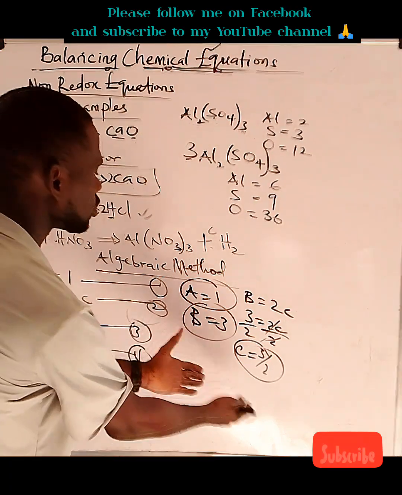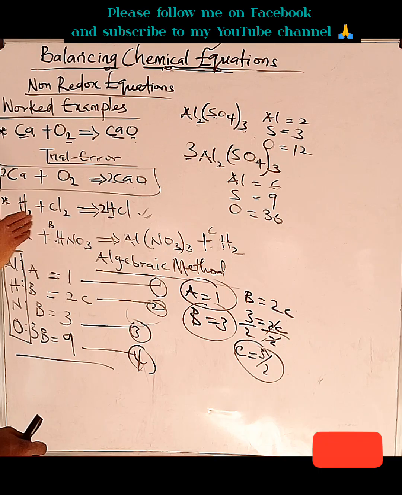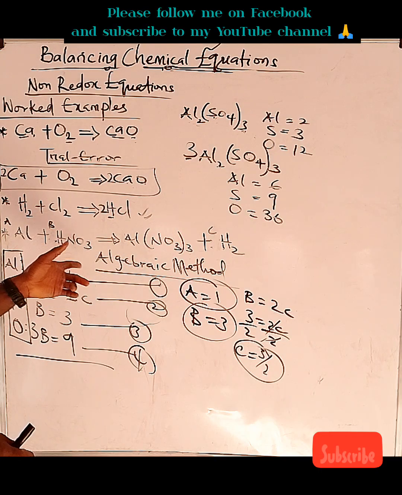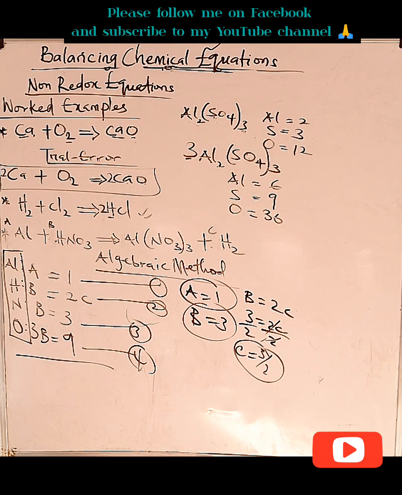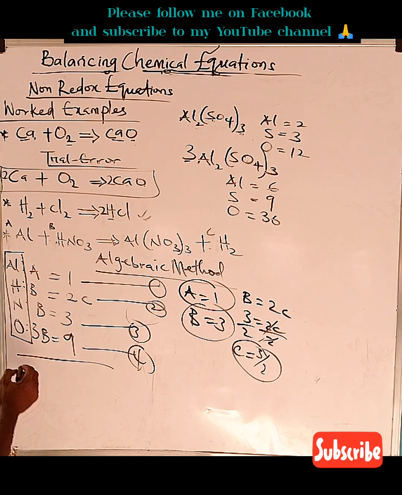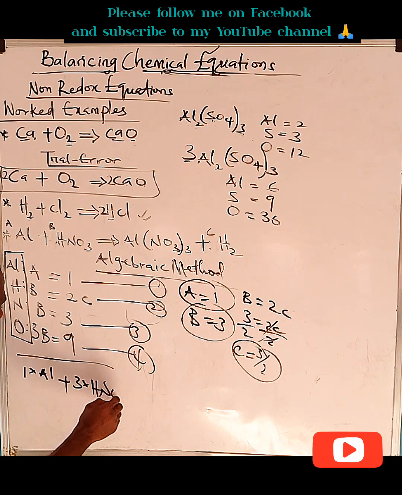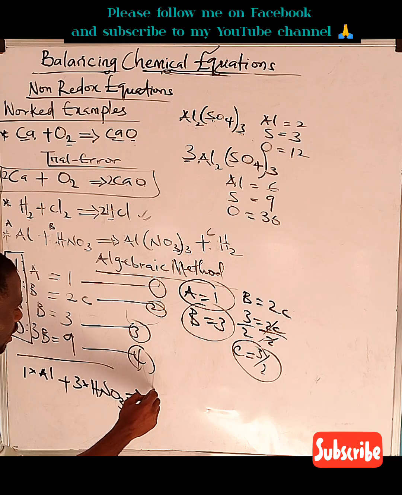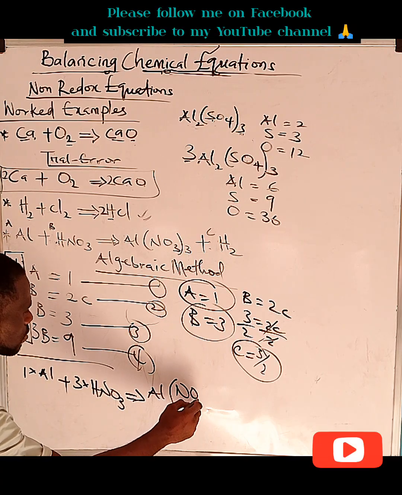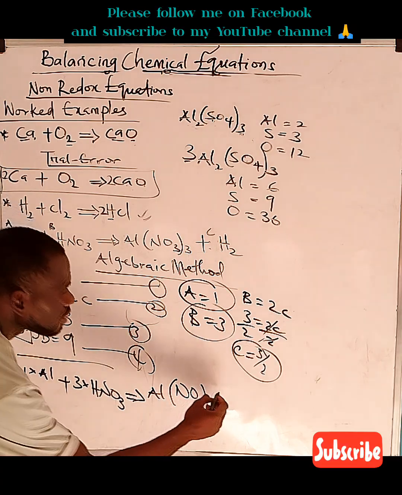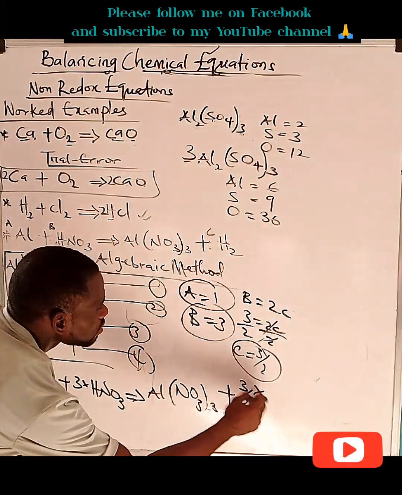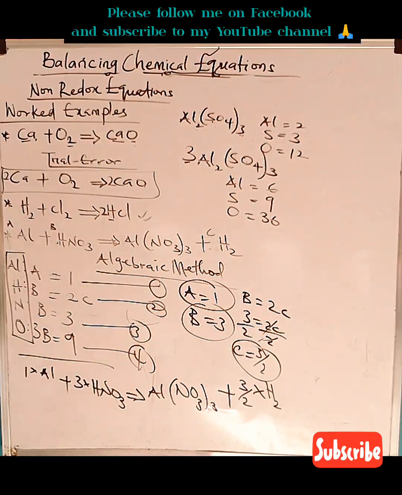So we're going to take each of those coefficients and fix them into this equation: Al plus HNO3, and now down to the other side. So the A we have here is 1. That is 1 times Al plus the B is 3, 3 times HNO3. This then equals Al(NO3)3 with a smaller 3 out there, then plus the C, which is 3 over 2 times H2.